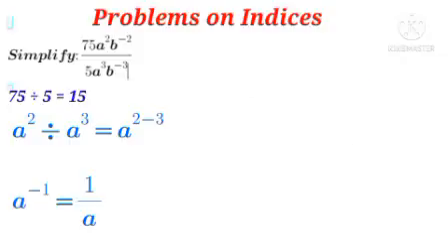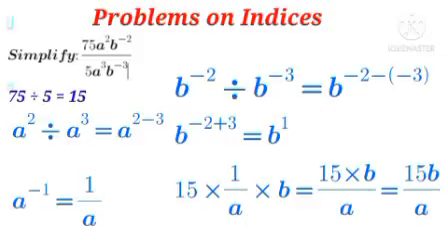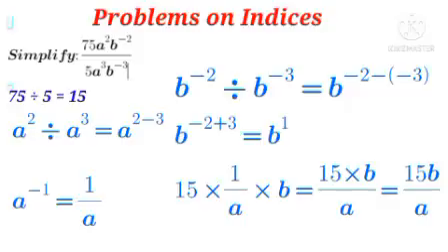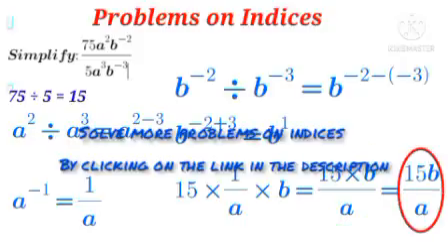Now we'll move to the letter b. We have b raised to the power of minus 2 divided by b raised to the power of minus 3. Using the division law, we have to subtract the indices from each other. We have b raised to the power of minus 2 minus minus 3, and that gives us b raised to the power of minus 2 plus 3. And minus 2 plus 3 is 1, so b raised to the power of 1. Therefore, our final answer now looks like this. We have 1 over a multiplied by b, and that gives us b all over a. And our overall answer becomes b divided by a.